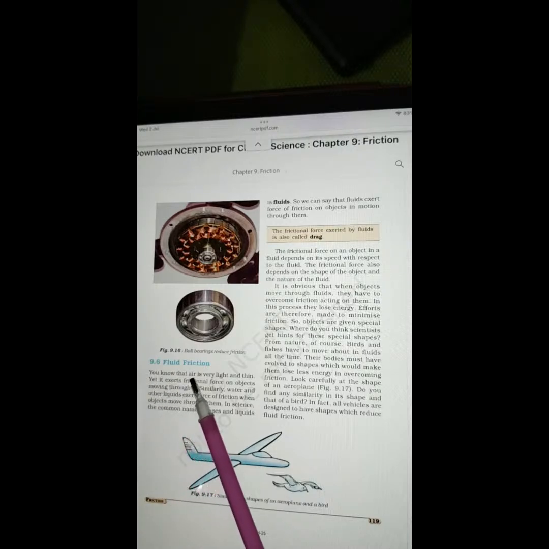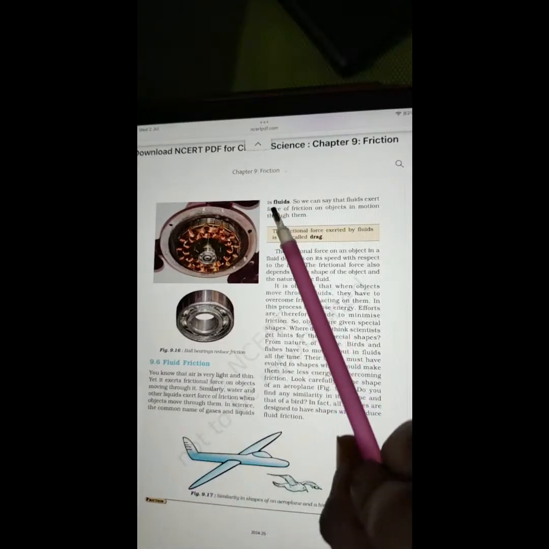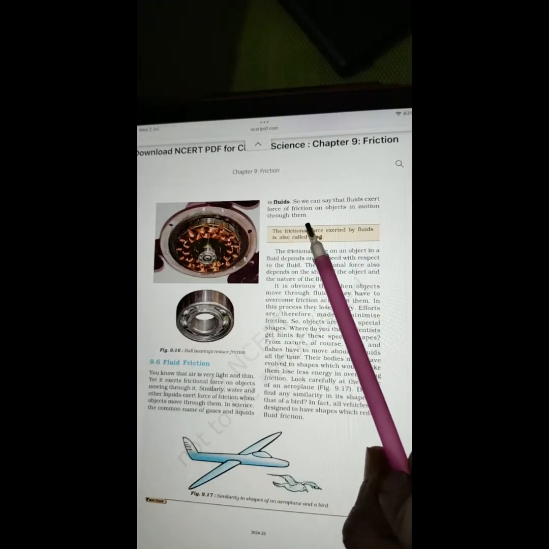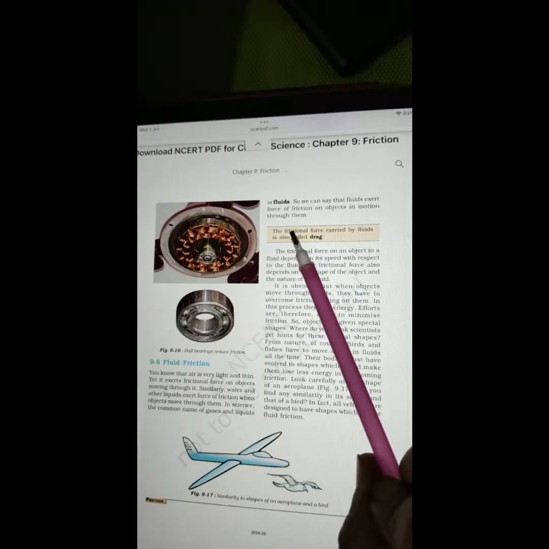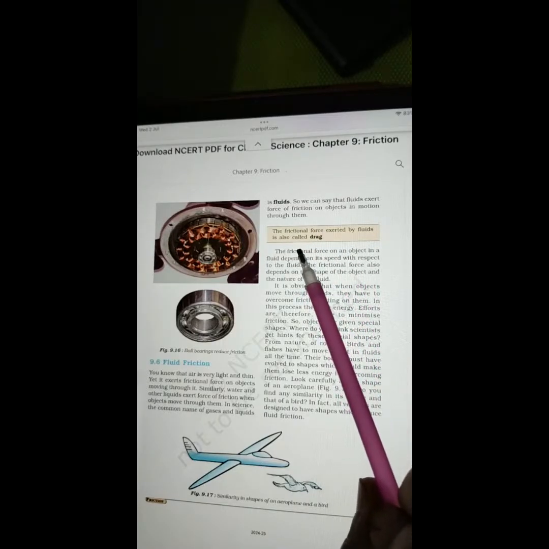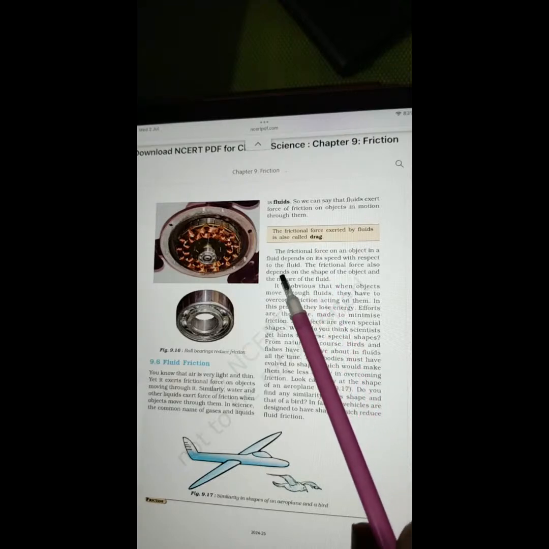9.6 Fluid friction. You know that air is very light and thin, yet it exerts frictional force on objects moving through it. Similarly, water and other liquids exert force of friction when objects move through them. In science, the common name of gases and liquids is fluid. So we can say that fluids exert force of friction on objects in motion through them. The frictional force exerted by fluids is also called drag.